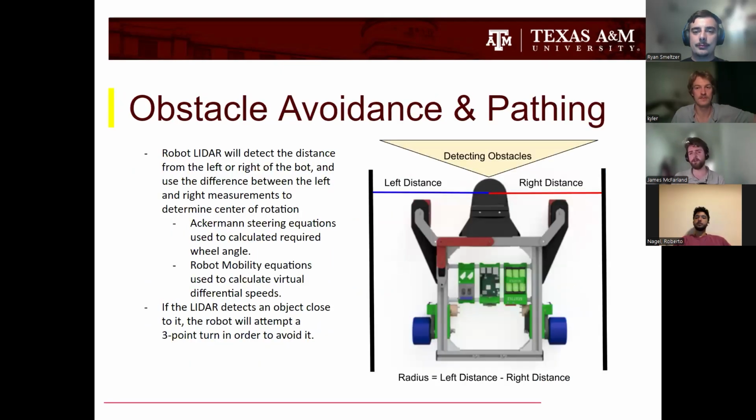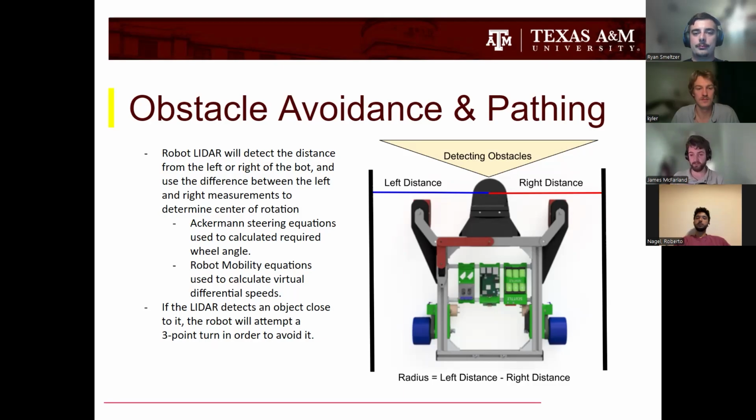For the obstacle avoidance and pathing, the robot was designed to essentially look to the left and look to the right with the LiDAR. And it would take the difference between the left and the right measurement values, and set that resulting difference as the instantaneous center of rotation. That way it would decide to turn left or right.